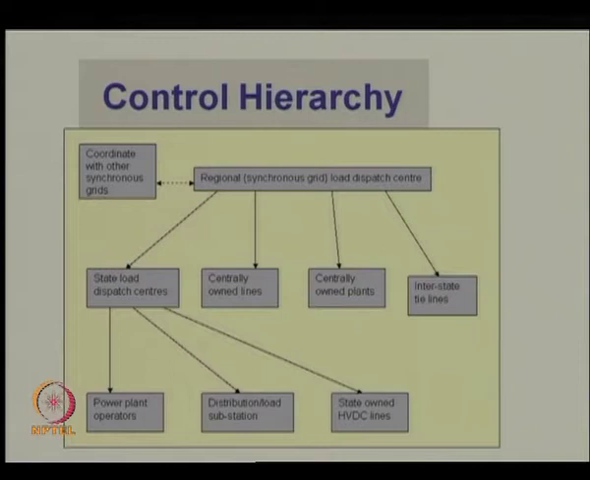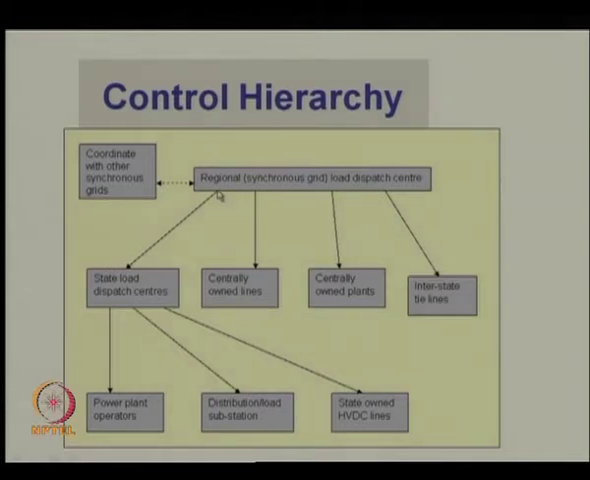Actually, if you look at the control hierarchy in our system in India, you have got regional energy control centers which coordinate with other synchronous grids. For example, the Western Regional Load Dispatch Center, which is in Mumbai, coordinates with the Southern Regional Load Dispatch Center, which is another synchronous grid.